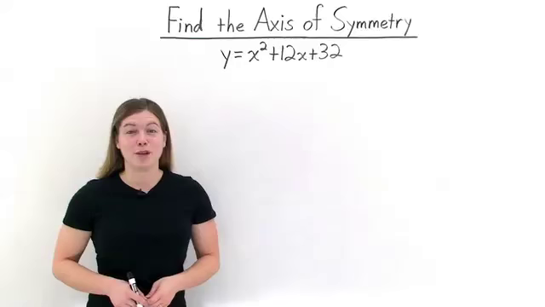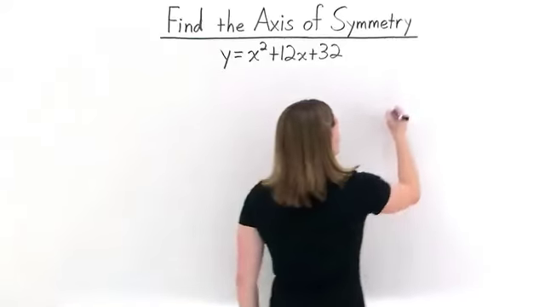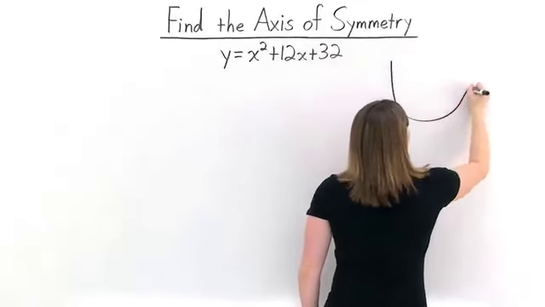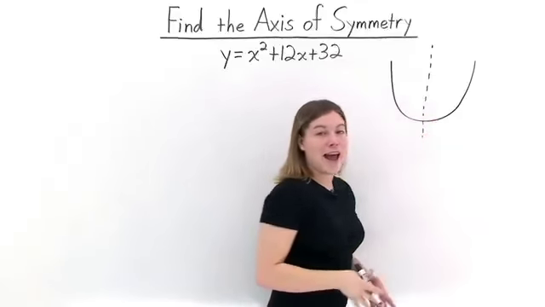Let's find the axis of symmetry for this equation. But before we do that, let's recall what the axis of symmetry is. The axis of symmetry is the invisible line that cuts a parabola in half.